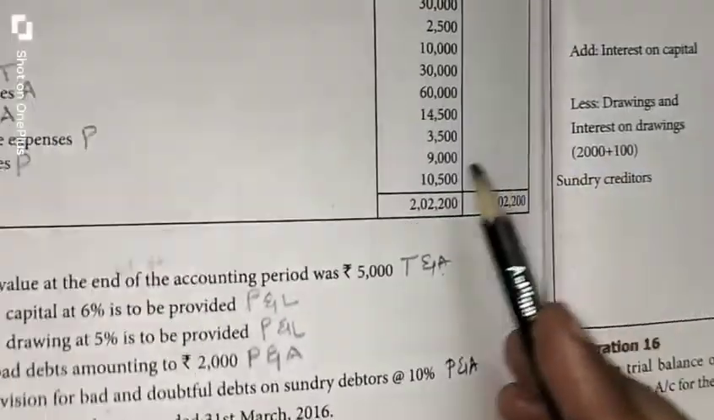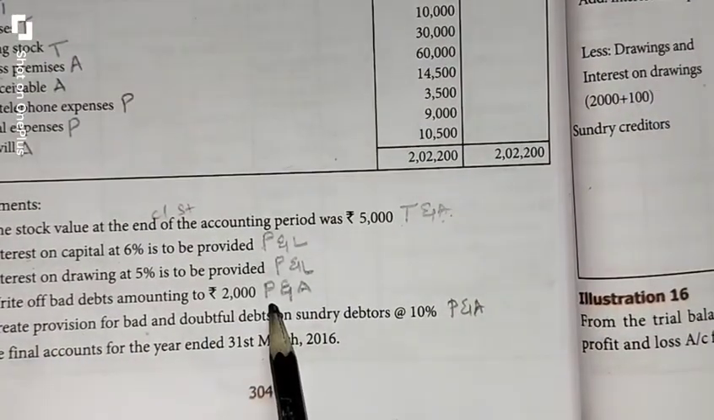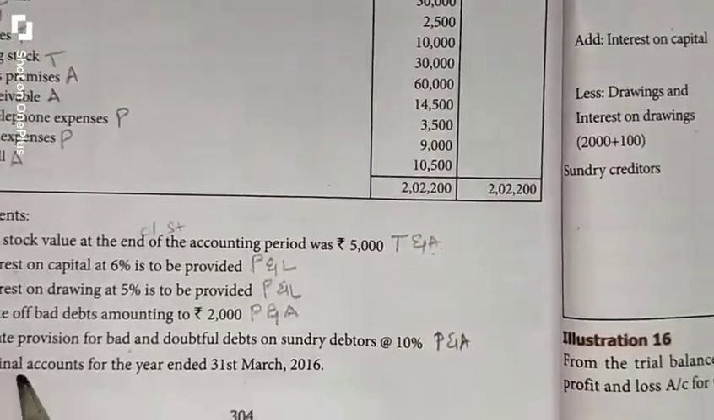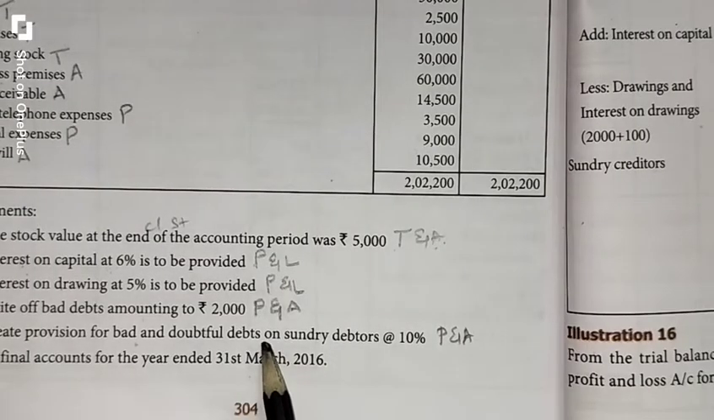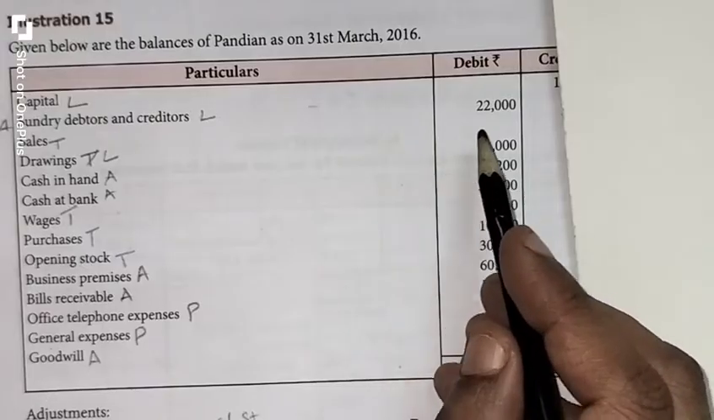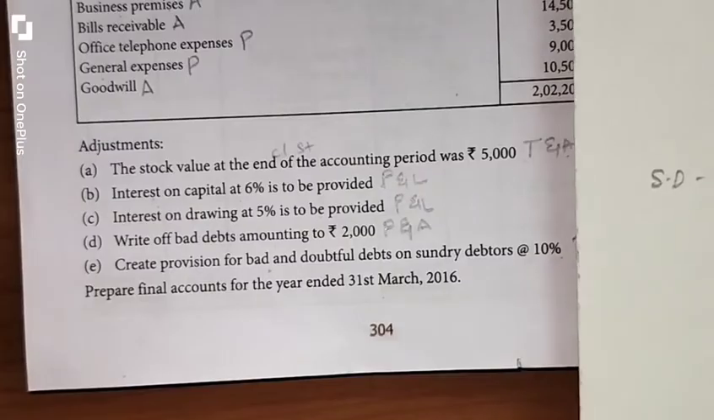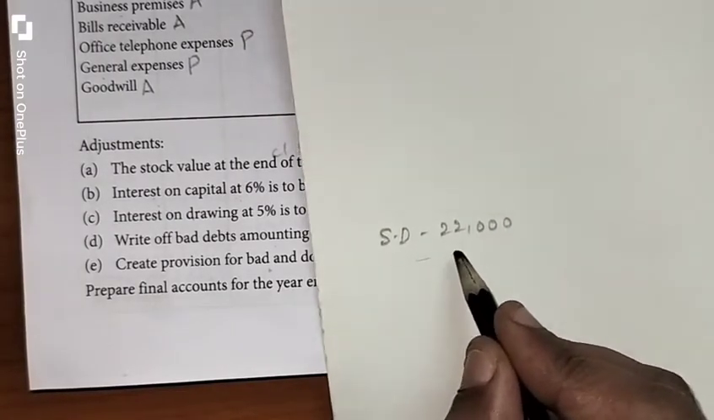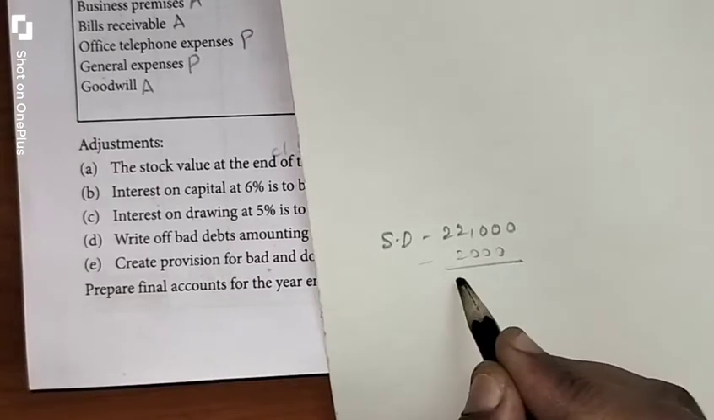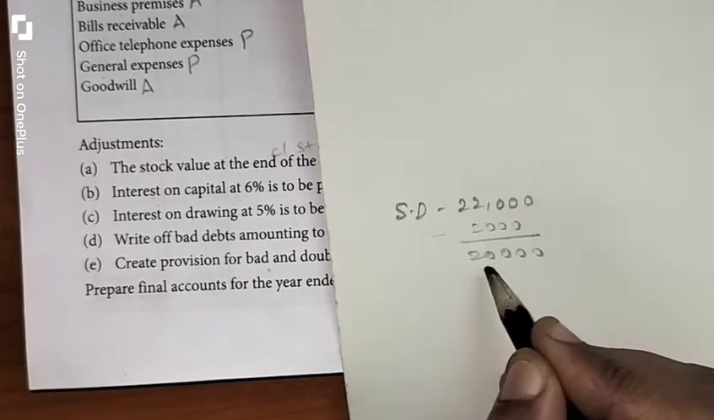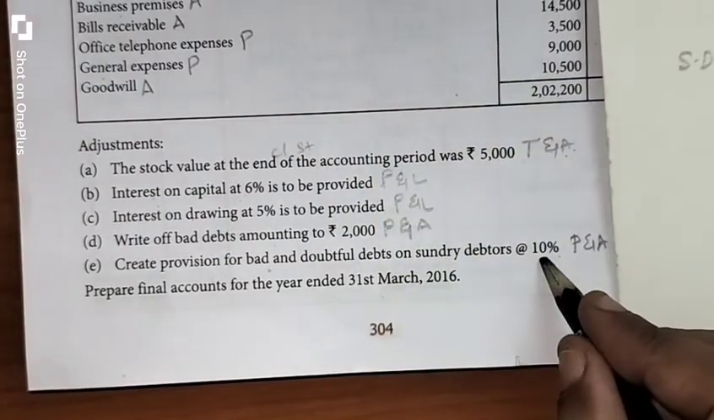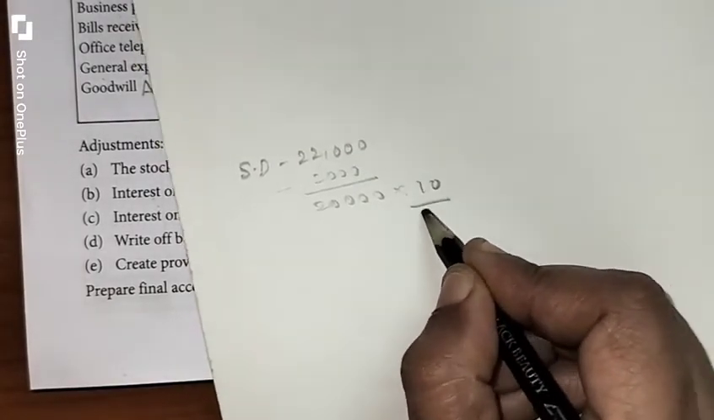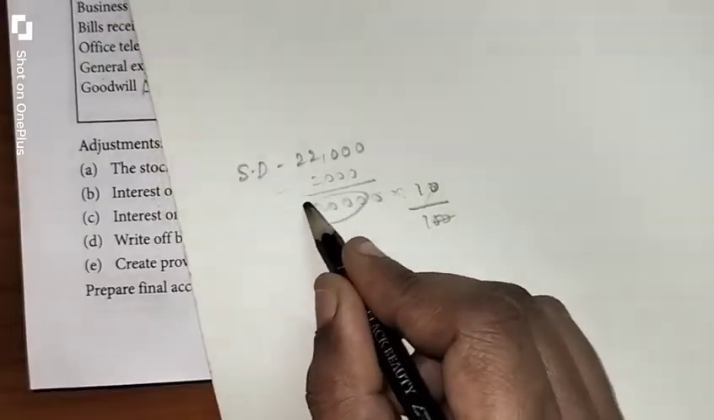And bad debts they have given in adjustment. So 2,000 rupees is a loss we have to enter on debit side of the profit and loss account, and create provision for bad and doubtful debts on sundry debtors at 10%. We have the sundry debtors 22,000. From that sundry debtors 22,000 we have to subtract 2,000 bad debts. So we subtract 2,000 from 22,000, we will get 20,000 rupees. From the 20,000 rupees we have to find 10% for provision for bad and doubtful debts. 10% means 10 by 100, so we will get 2,000 rupees.